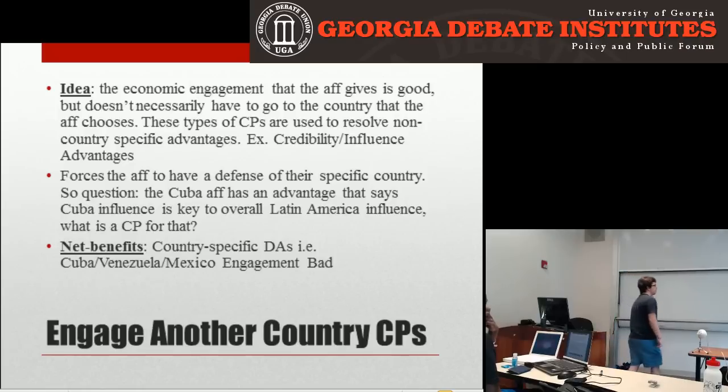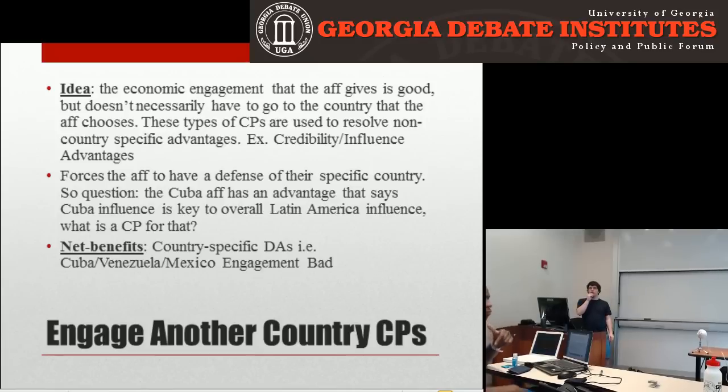Yep. All right, cool. And so in terms of negative strategy, you might really only need one or two of these types of counterplans throughout the year, and most likely teams will have country-specific advantages, just like you'll need country-specific disadvantages. But it's always useful to have this in your arsenal.